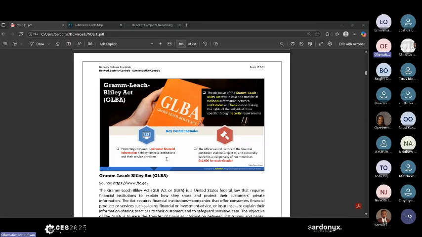So this talks about the ease of transfer of financial information between institution and bank while making the rights of the individual more specific through security involvement. So this talks about protecting consumer personal financial information held by financial institutions and their service provider. Also, the officers and directors of the financial institution shall be subject to and personally liable for a civil penalty of no more than 10,000 for each violation.